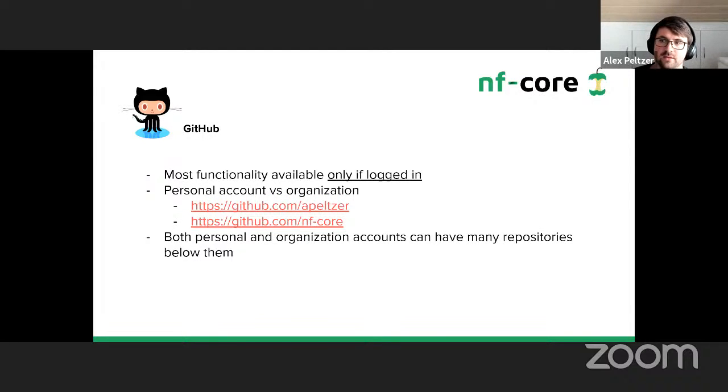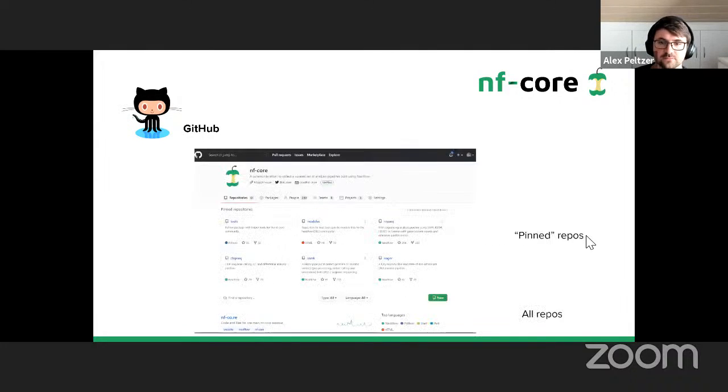Multiple people with their individual accounts, however, can contribute to that organization. That's exactly how we structured it in the past, to keep code that is developed within the nf-core scope in nf-core and not within the private accounts of individual people. Both personal and organization accounts, however, can have many repositories below them. So it's not limited to just one of them. It's possible to have multiple within each of these types of accounts.